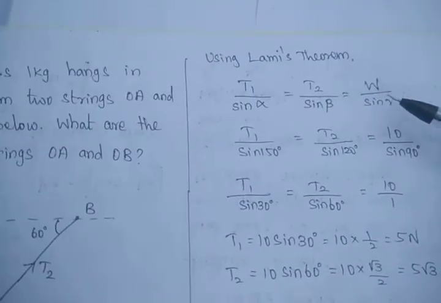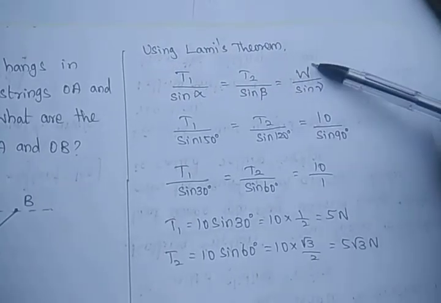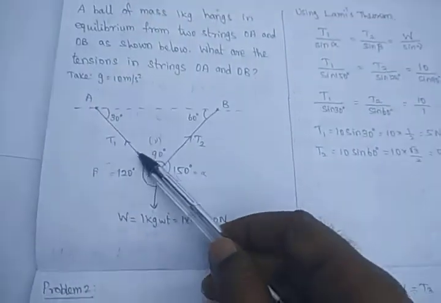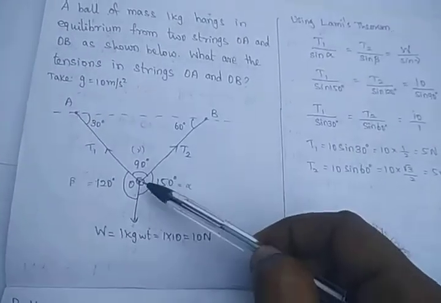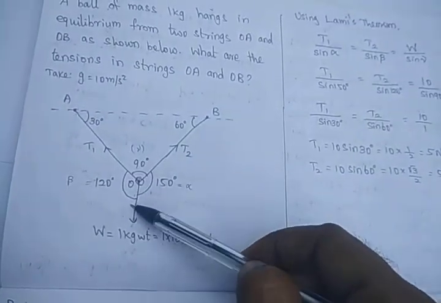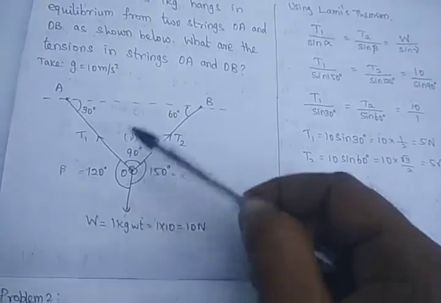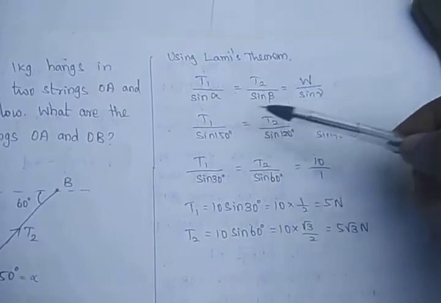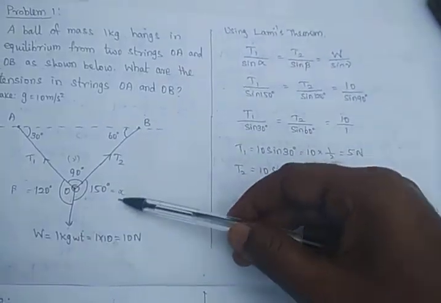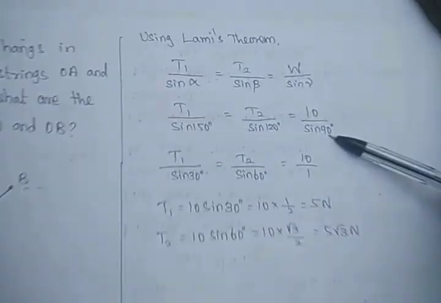So according to Lami's theorem, F1 by sin alpha is equal to F2 by sin beta, which is equal to F3 by sin gamma. Then tension T1 is F1, T2 is F2 and W is T3. Then T1's opposite angle is alpha, T2's opposite angle is beta and W's opposite angle is gamma. So you have to substitute alpha is equal to 150 degrees, beta is equal to 120 degrees and gamma is equal to 90 degrees.